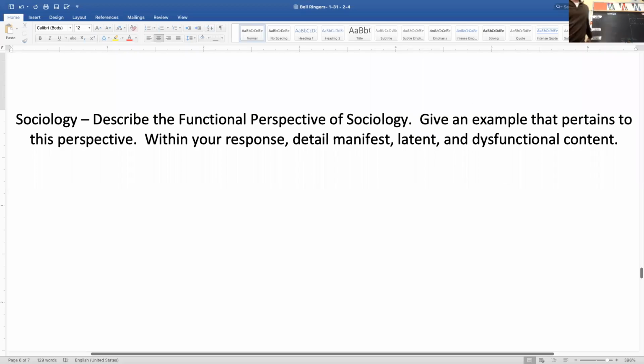All right, describe the functional perspective of sociology. Give an example that pertains to this perspective. Within your response, detail manifest, latent, and dysfunctional content. There we go. There you go.